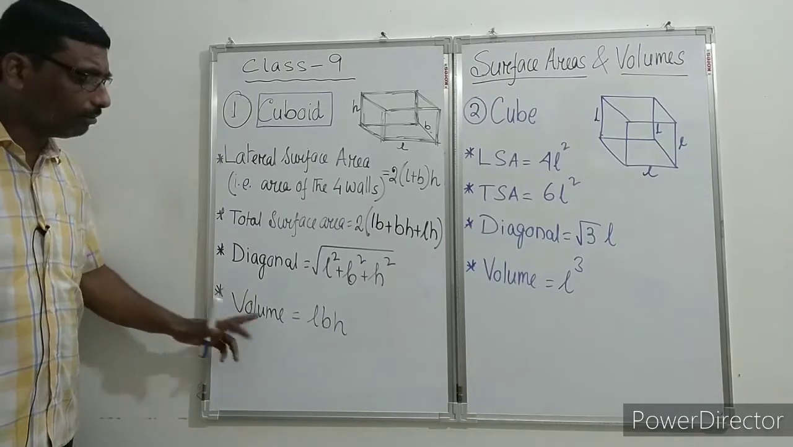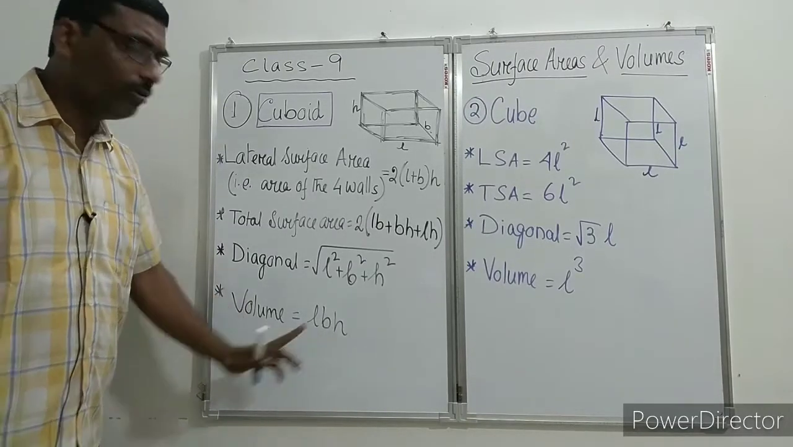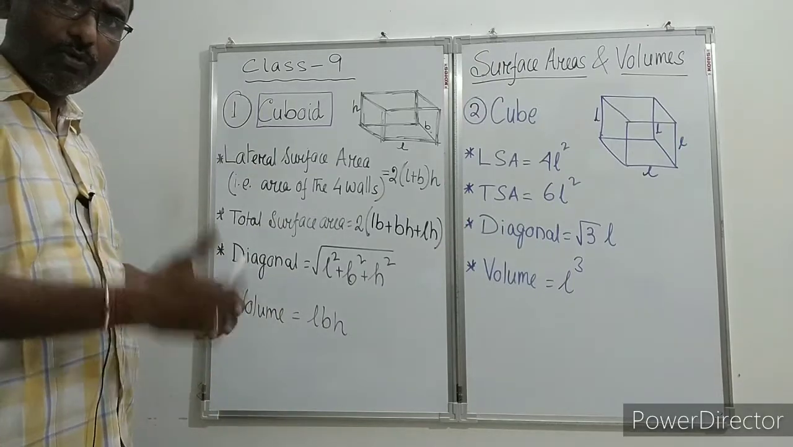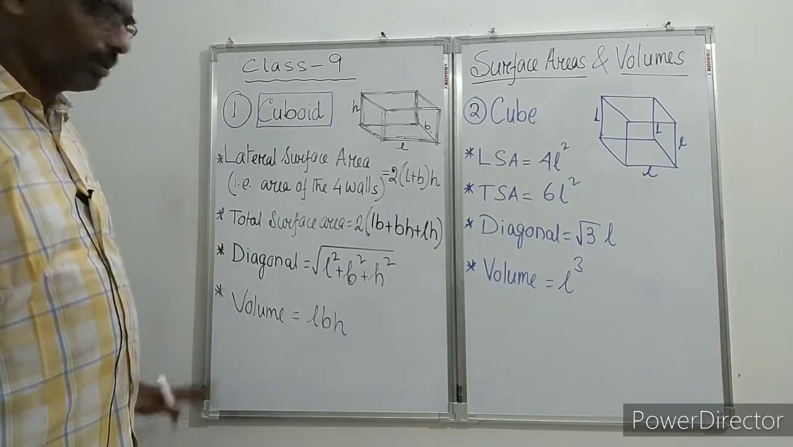And then comes volume. The volume of a cuboid formula is L into B into H. This you have got earlier, but here there are more applications. Clear?